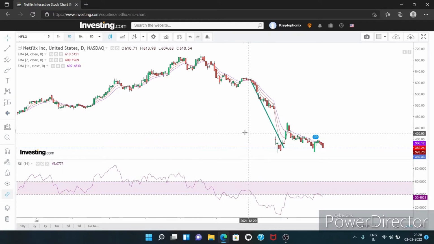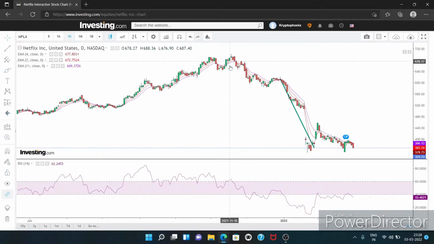Now, look over here. What happened right in front of us at this point is that the 11 EMA moved above the 7 EMA and 7 EMA was placed above the 4 EMA. And the RSI is well within the 60 and 40 band. Signal to sell. Result, a downfall was seen.